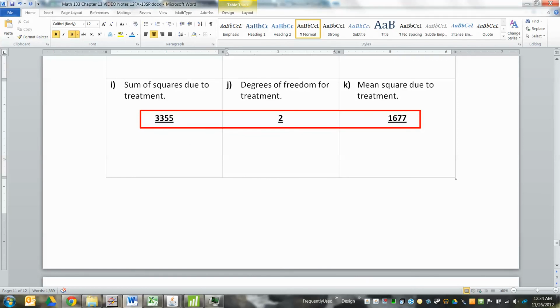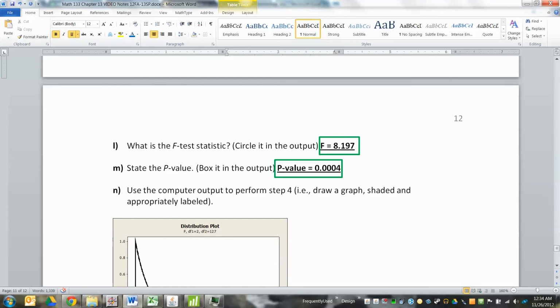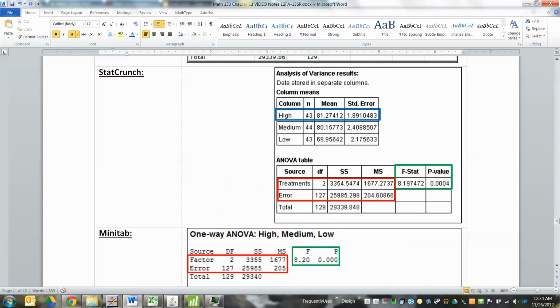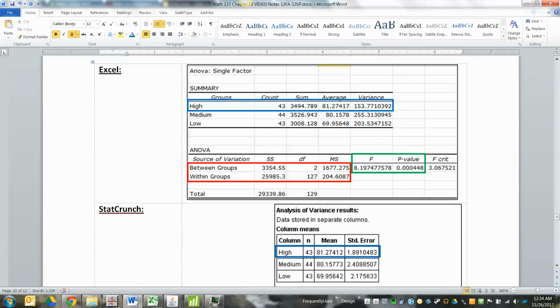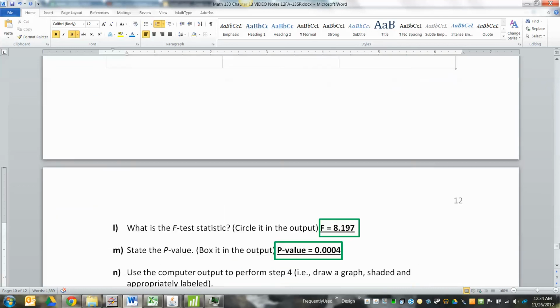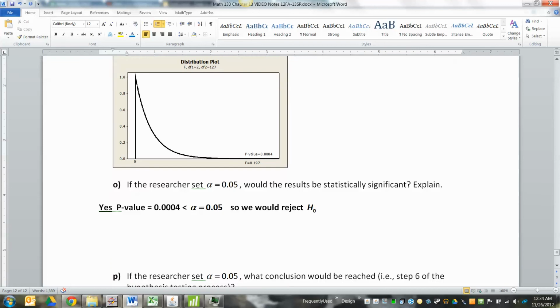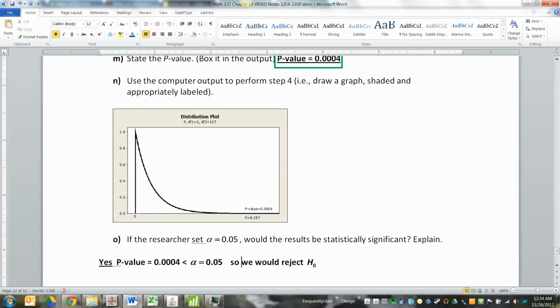Yeah. So be able to look at any of those three programs and be able to pick that stuff out. The test statistic is 8.197. The p-value is 0.004. Luckily, those things are never hard to find, no matter what program you're in. P-value F, p-value F, p-value F. All good. And hopefully we all know by this point in the course that if your p-value is that low, you're going to be rejecting, which we'll see down here.